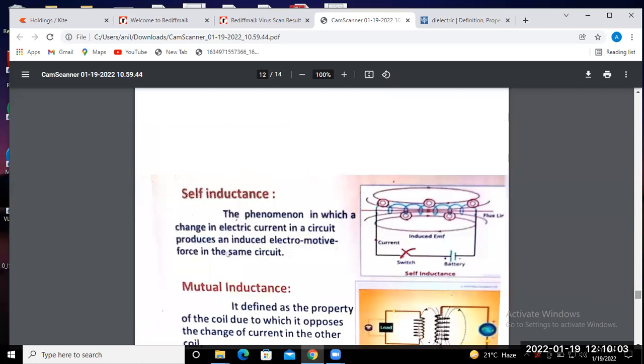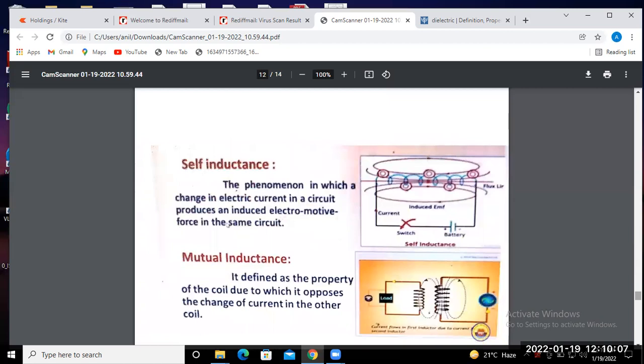Next, we have to describe the inductance. It is of two types: self-inductance and mutual inductance. So what are self-inductance and mutual inductance?